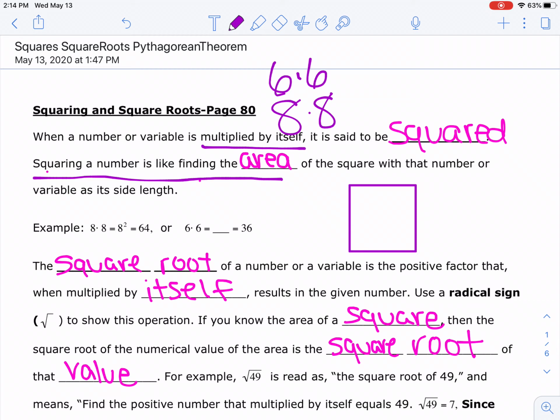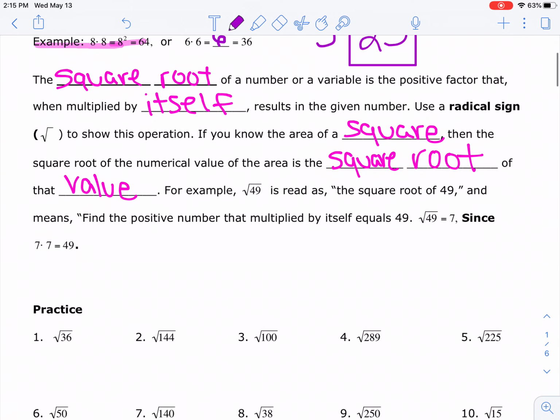Squaring a number is like finding the area of a square. So if this square has the sides of 5 and 5, the area of the square would be 5 times 5, which is 25. So it's like finding the area of a square. Okay, an example, 8 times 8 is 8 squared, which equals 64. Or 6 times 6 would be 6 squared, which is 36.